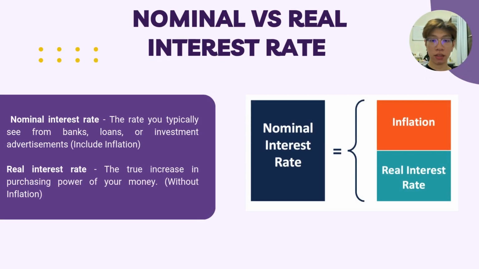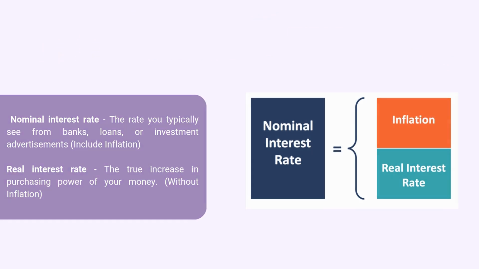Okay, now let's look at nominal and real interest rate. The nominal interest rate is what you usually see from banks. It includes inflation, but the real interest rate shows the actual increase in the value of your money after removing the inflation. For instance, if you earn 8% on a fixed deposit, but inflation is 4%, the real return is only around 4%. This tells us how much your money really grows.